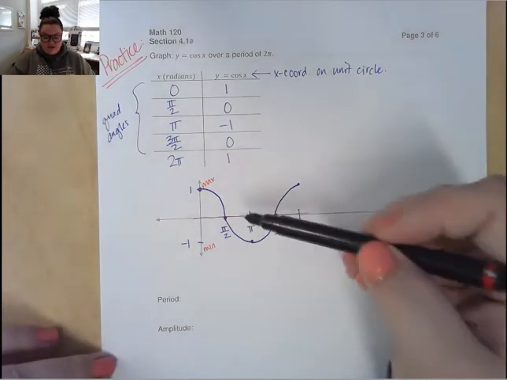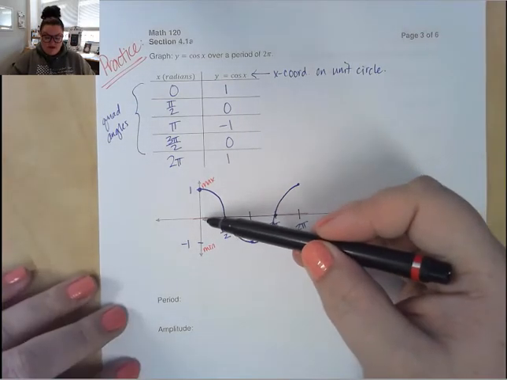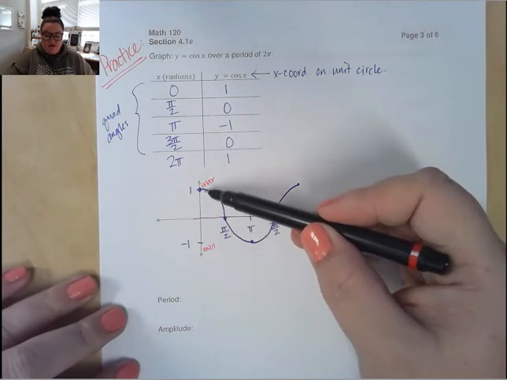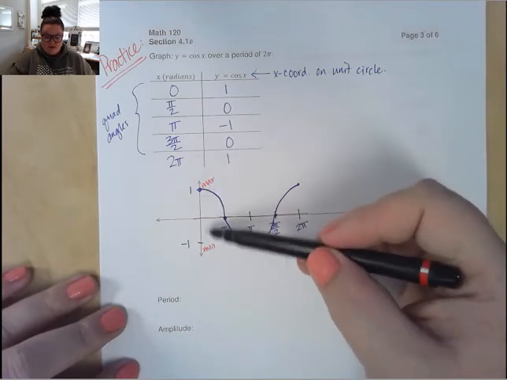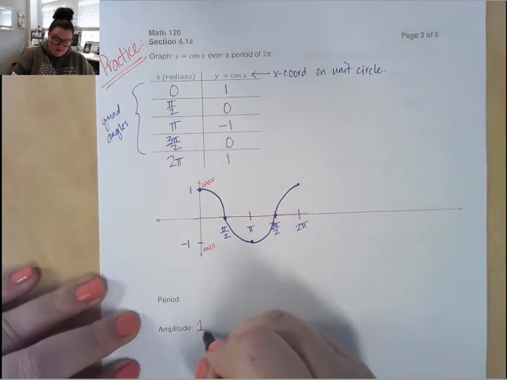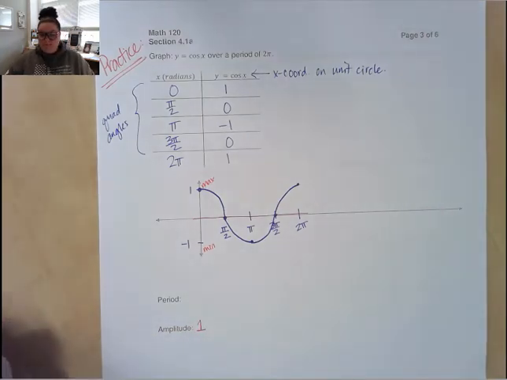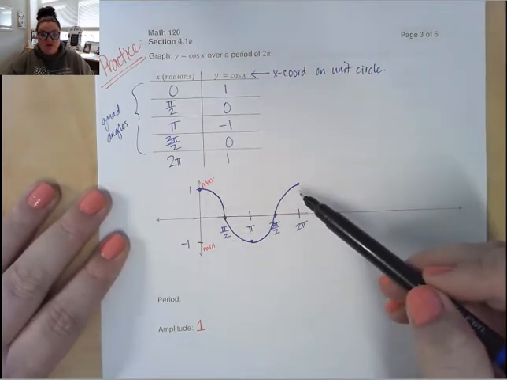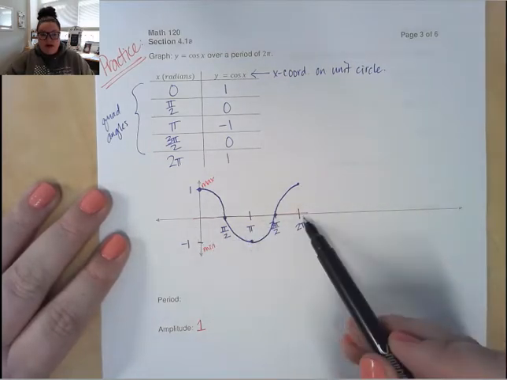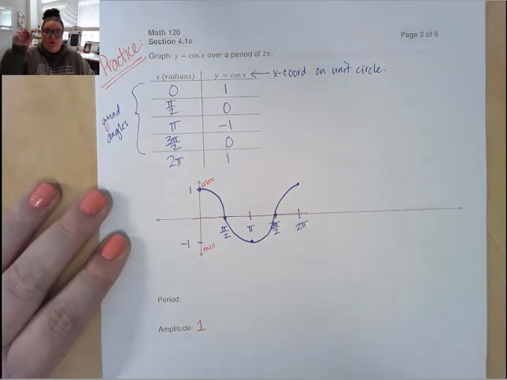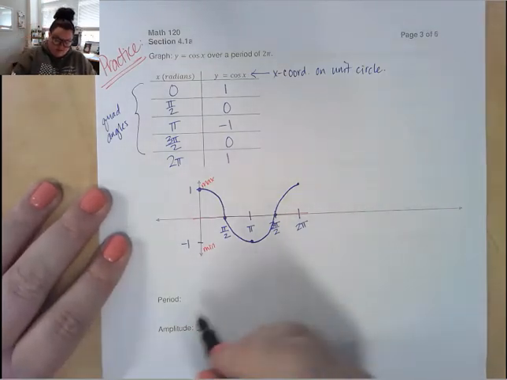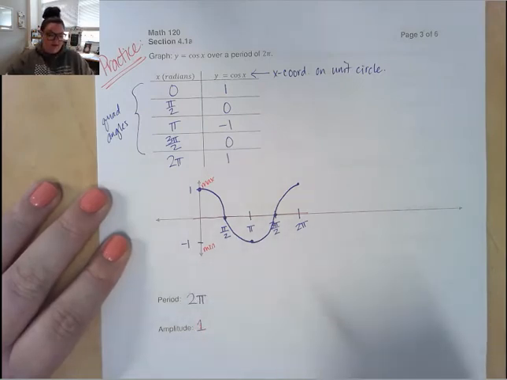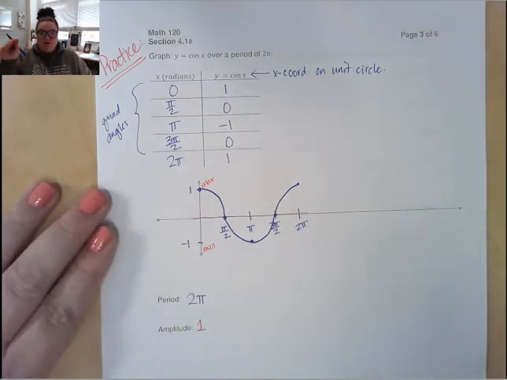So if our vertical center is at 0, then our distance from that vertical center up to our maximum or down to our minimum is 1. So our amplitude is still 1. And notice we completed the whole cosine curve in a 2 pi period, right? So one trip around the circle is a distance of 2 pi. So that is our period length to complete one full cosine rotation, okay?